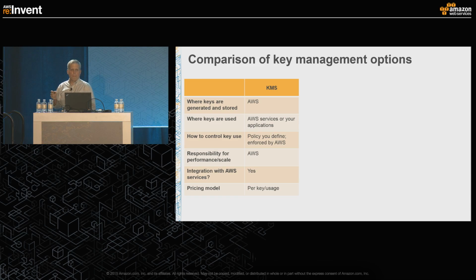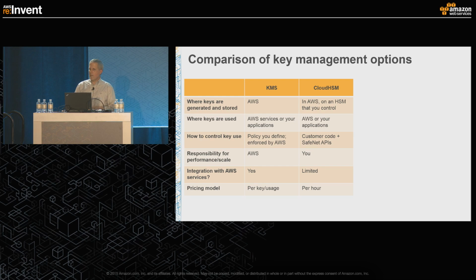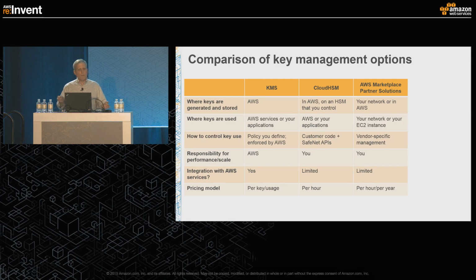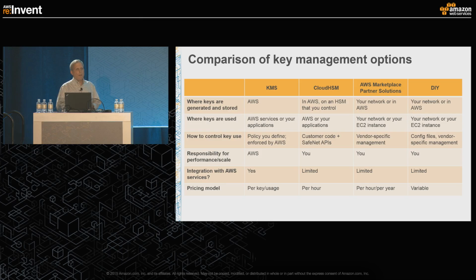Okay? So I've got a table here. I'm not going to read through it. For those of you who get access to the slides, it just kind of summarizes the pros and cons of each of these services. Under these dimensions of where keys are stored, where and how they're used, whose responsibility it is to make sure this scales, it's highly available, keys are durable, and what the pricing model looks like. Okay, so we've talked about 4 different options: Key Management Service, CloudHSM, partner solutions via Marketplace, and do it yourself.